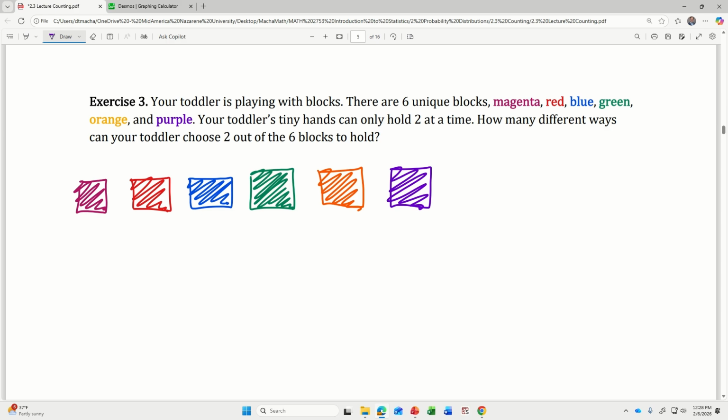You can verify this really easily if you get your hands out and you count them. Here's 1, 2, 3, 4, 5, 6, 7, 8, 9, 10, 11, 12, 13, 14, 15. 15 different ways that you can hold 2 out of the 6 blocks.